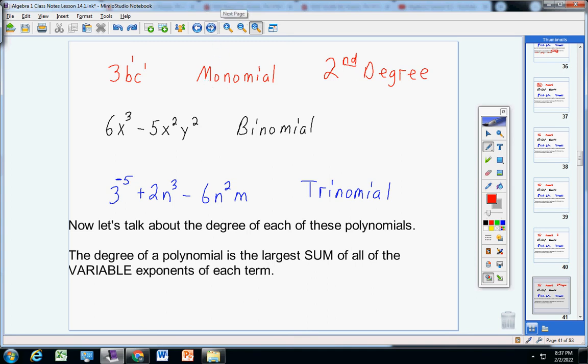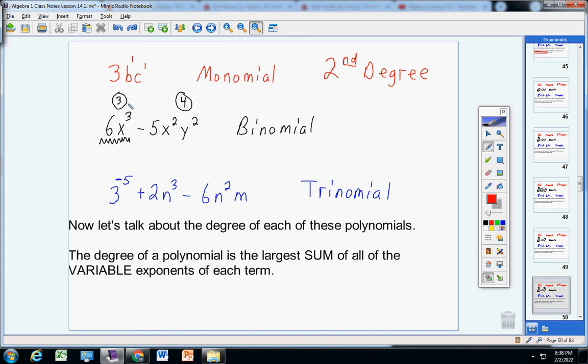All right, let's try the next one. Let's look at this binomial. In this term, I have one exponent. I don't care about this exponent. I'm looking at my variable. So the sum of all of my exponents here is 3. Now, I come over here. Let's look at this term. I have an exponent of 2 and an exponent of 2. Add those together and we get 4.